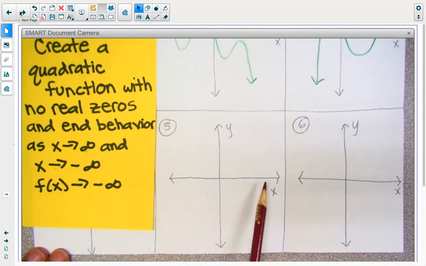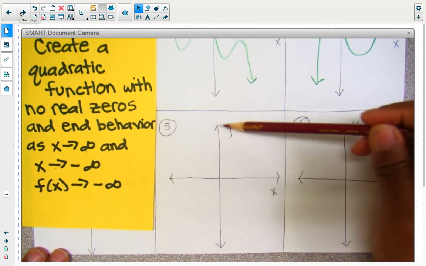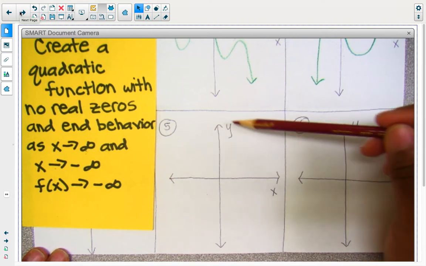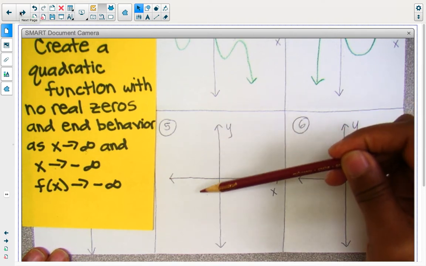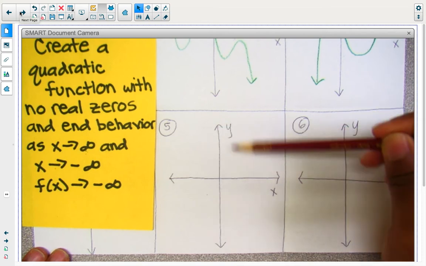So if it doesn't cross the x-axis, I can't draw it up here, somewhere up here, because the arrows of a parabola are going to go down and cross the x-axis. So I cannot draw it up here.